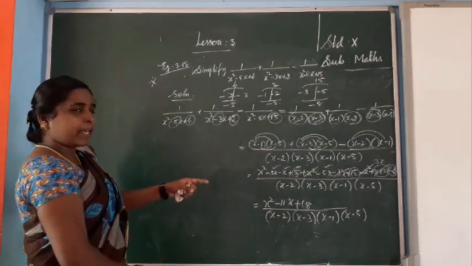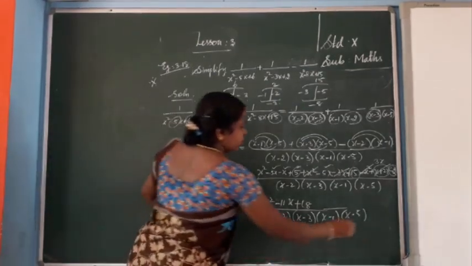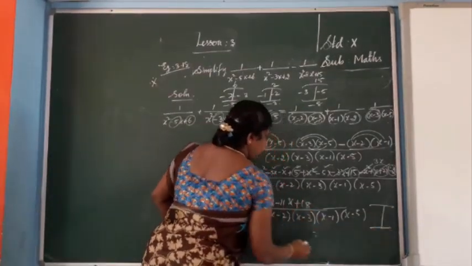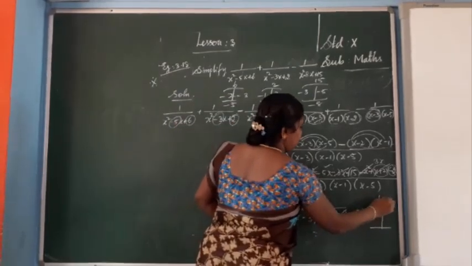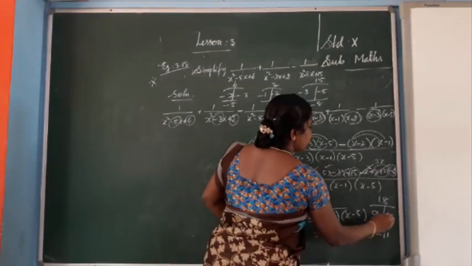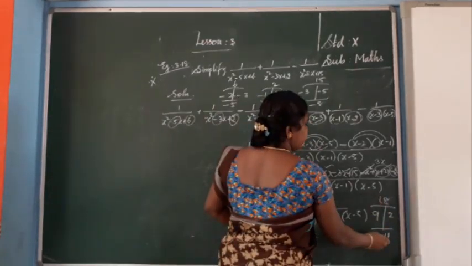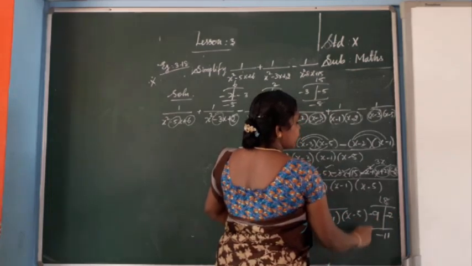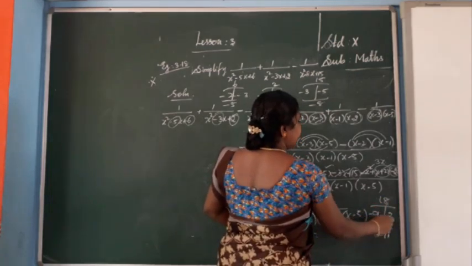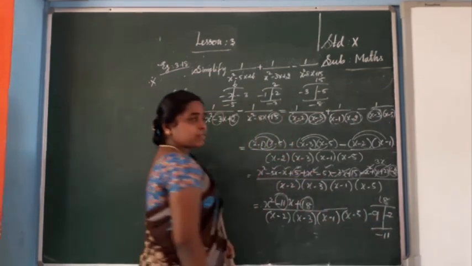Again it is in quadratic form, so you factorize. Product is 18, sum is minus 11. So 9 2s are 18. Product positive, sum negative means both the numbers are negative. So minus into minus plus, 9 2s are 18. In addition, 9 plus 2 is 11, so minus 9 and minus 2.